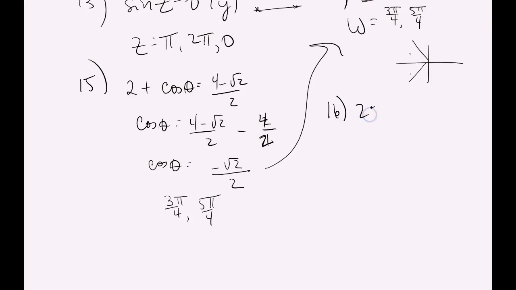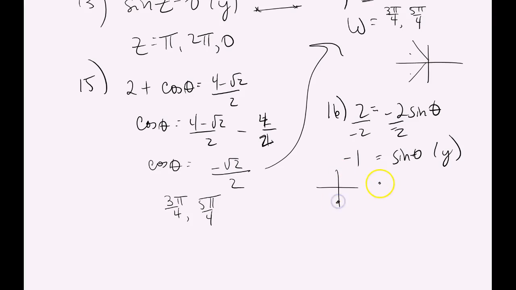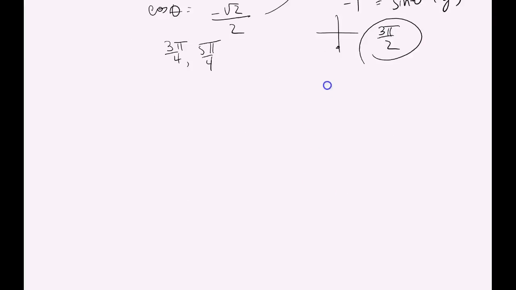It looks pretty easy. 2 is equal to negative 2 sine. Okay, so let me divide both sides by negative 2. And the sine would be equal to negative 1. Remember, sine is the y value. So where is my y, negative 1? Well, that's at the bottom of the circle down here. So that would be 3 pi over 2. Okay. Number 17.